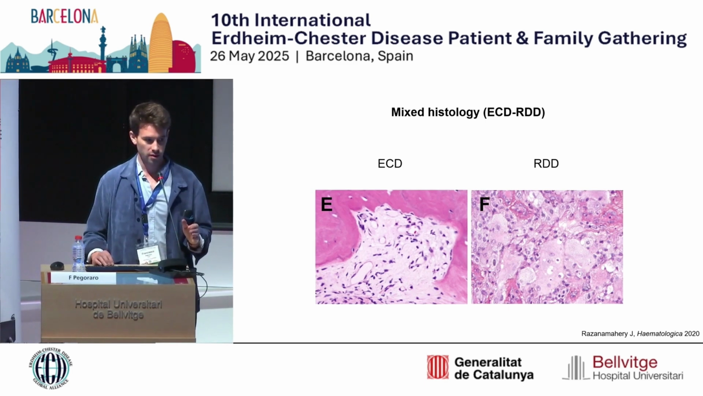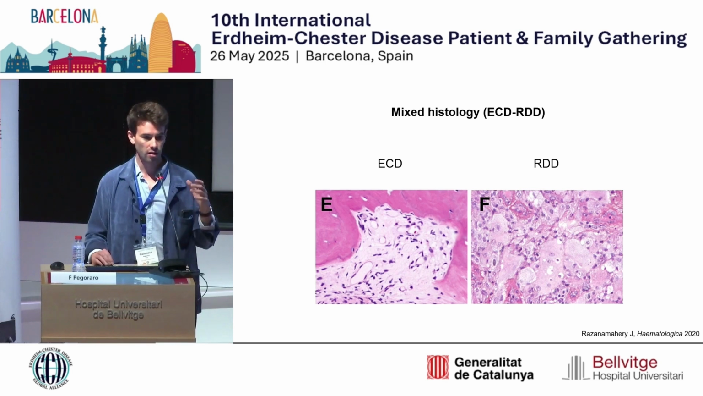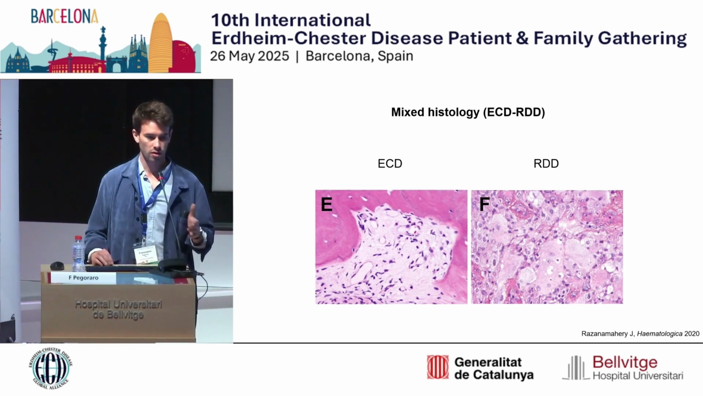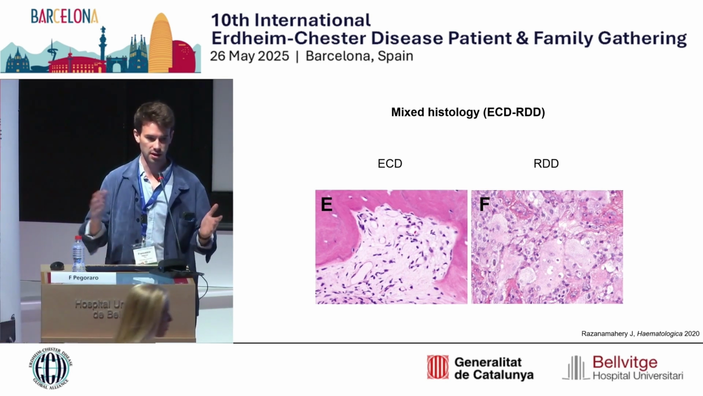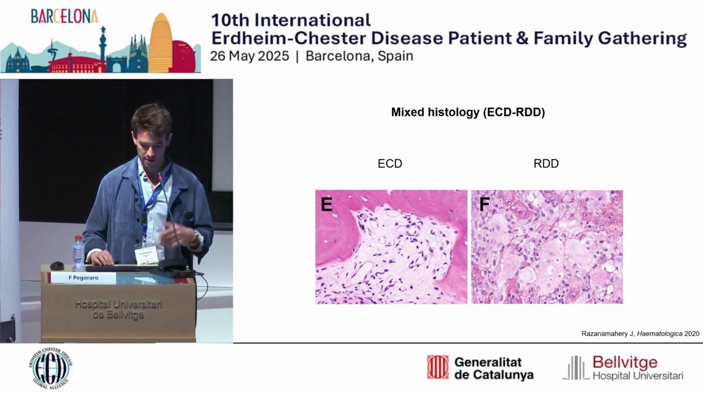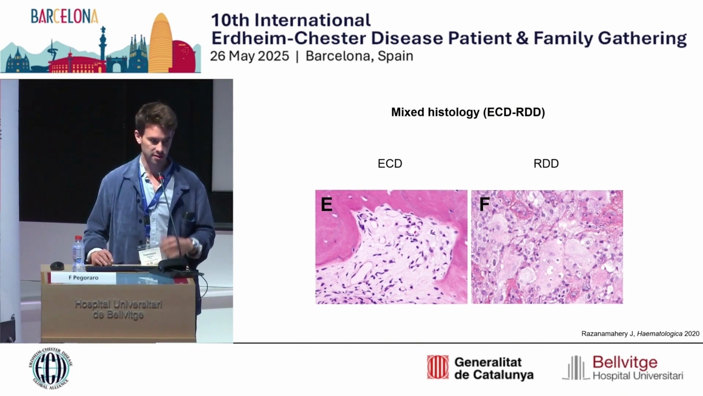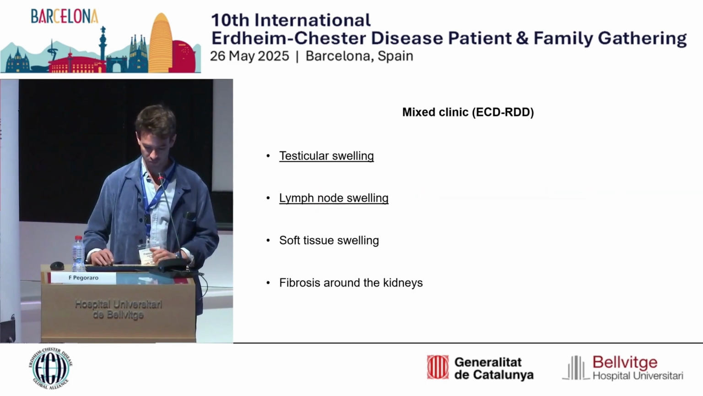So moving from LCH to RDD, here again, we can have histology overlap, meaning the biopsy can show both diseases, or also two biopsies of the same patient in different organs. One is ECD and one is RDD. And so we can see it very clearly here. This is from Dr. Razanamahery's work.